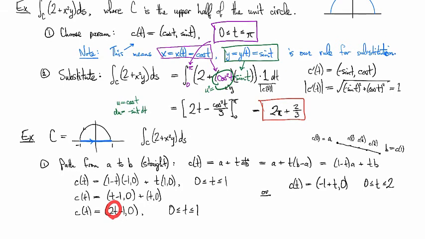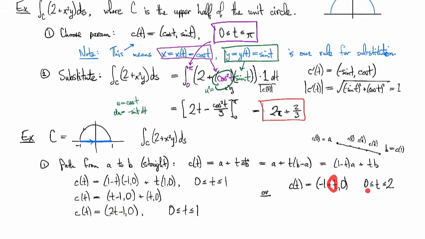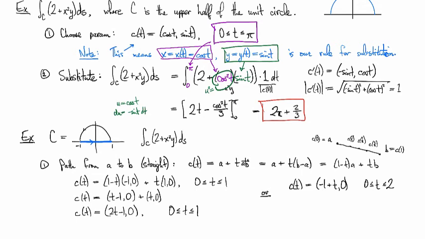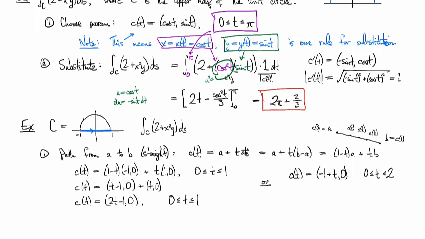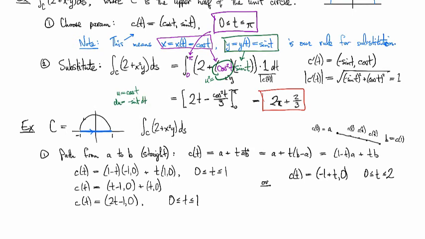Moves at speed 2 for 1 minute. This one moves at speed 1, the coefficient of t is 1, for 2 minutes. So it just goes slower. That's fine. It doesn't matter. The speed that you go at should not matter. The ds will compensate and make up for the fact that you've chosen one path or another. So you'll always get the same answer. So do whichever one seems nice for you.